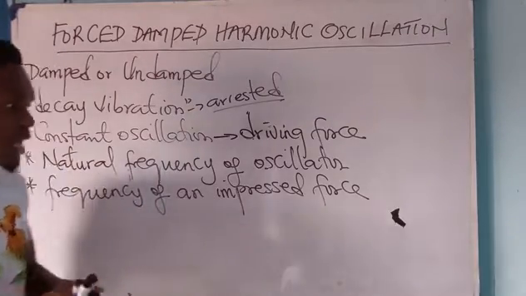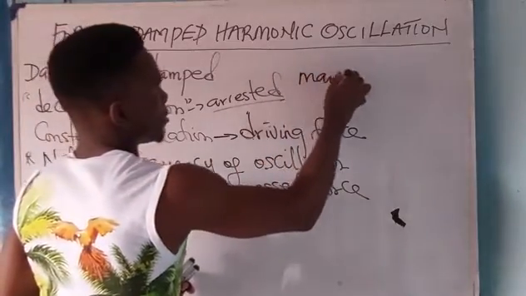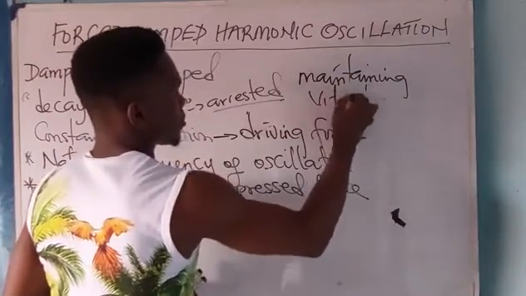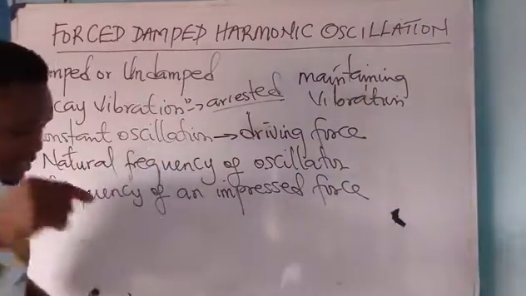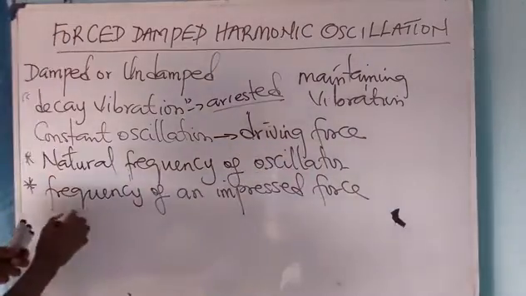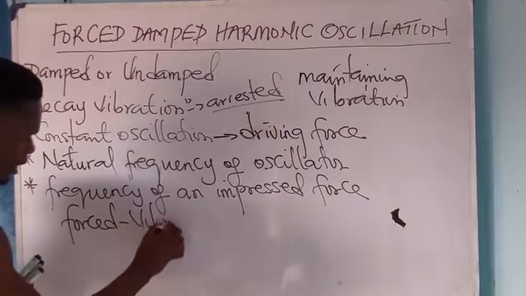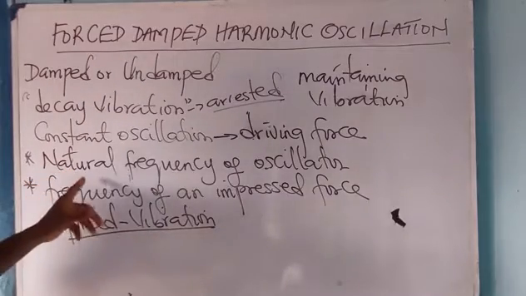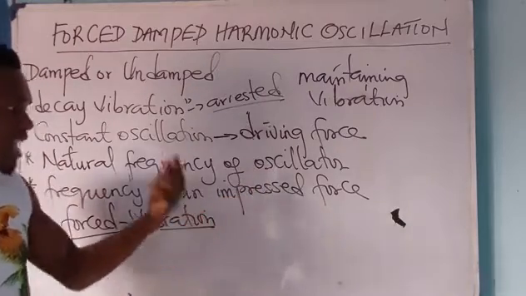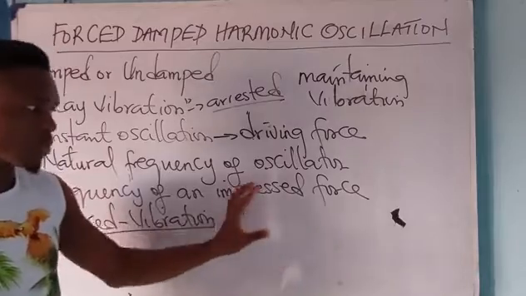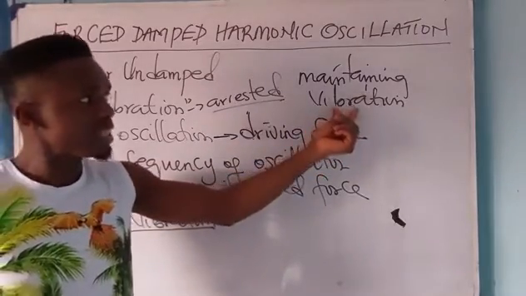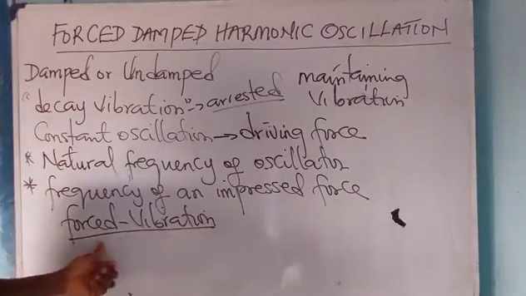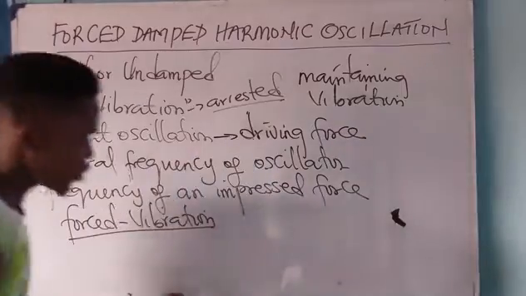Now, this process will bring what is called maintained vibration, which means that a maintained type of vibration is called forced vibration, because the natural frequency of the oscillator is now moving with the frequency of an impressed force. So as such, the vibration is maintained. A maintained type of vibration is called forced vibration. Please do not forget that. That is case number one.